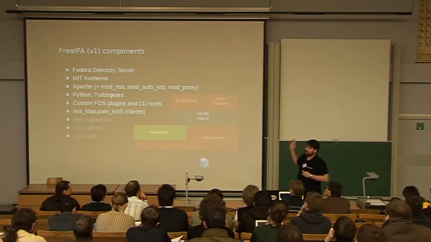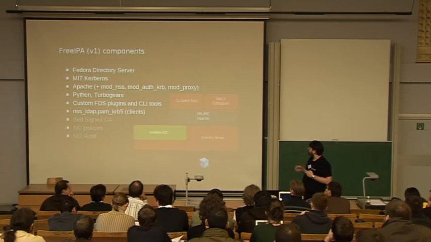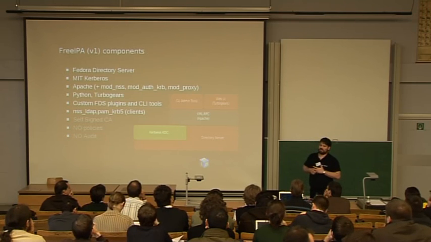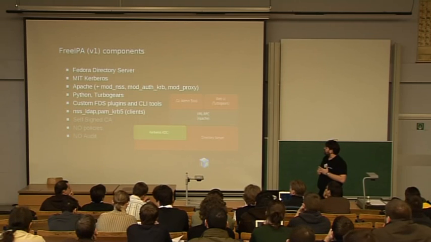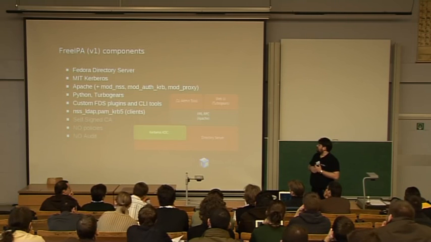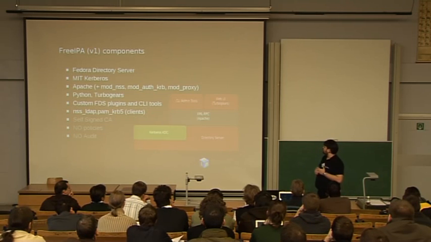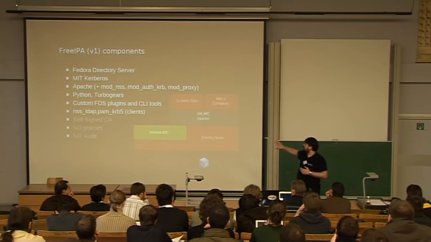We also need mod_auth_kerb to be able to use Kerberos authentication in Apache, and we will see why we use mod_proxy. For the web interface, we use TurboGears, and we also use Python, because TurboGears uses Python, but we use Python also to implement the XML-RPC interfaces. We also had to implement custom Fedora server plugins, and we developed a set of tools, also in Python, for the admins. And this is basically the stack you see on the server side in V1.